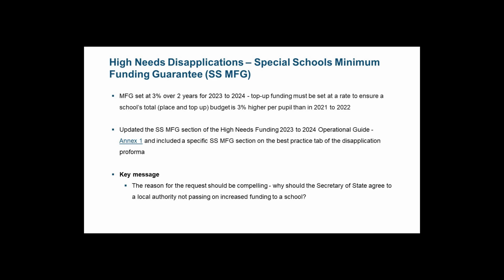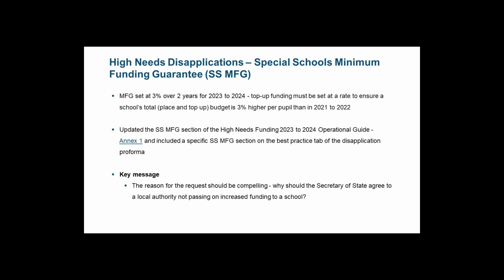As Jordan mentioned, we have acted upon feedback that we've received, and to support you with your request, we've included a Special Schools Minimum Funding Guarantee section on the Best Practice tab of the Disapplication Pro Forma. We've also updated the Special School MFG section, so that's Annex 1 of the High Needs Funding Operational Guide. So section 16.1 of Annex 1 and the supporting information section of the pro forma outlines the information we would like as part of your request.